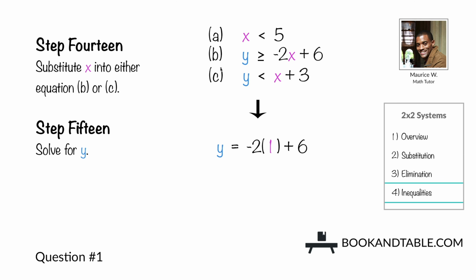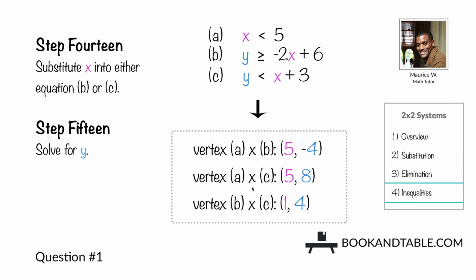So if you choose to plug x into B, you would get negative 2 times 1, which is negative 2. Negative 2 plus 6 is positive 4. So the vertex for BC is 1, 4. You also could have plugged in x is 1 into C instead, giving you y is equal to 1 plus 3, which is 4. So you get the same vertex either way.